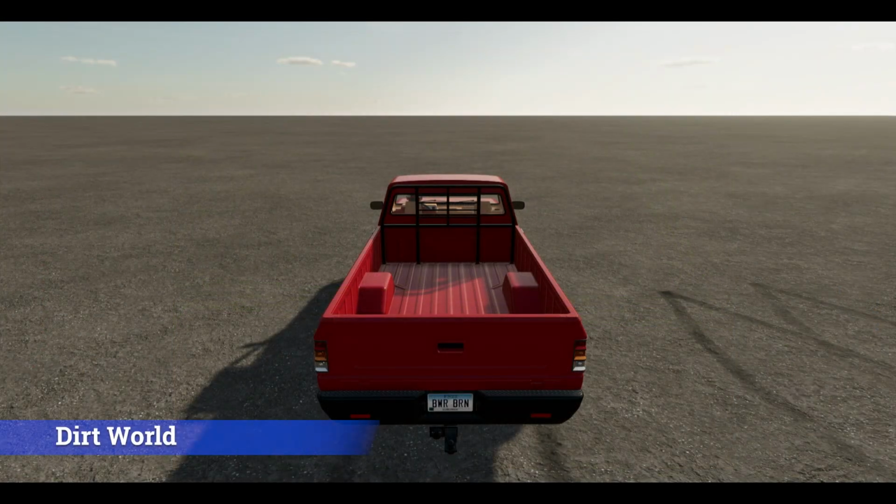Welcome to Dirt World. This is my very next map release that, man, this took me probably over a year to get to this point. There's just a lot of work that goes into these things, right? I'm just kidding. It's just a map I threw together in 2 minutes filled with dirt.